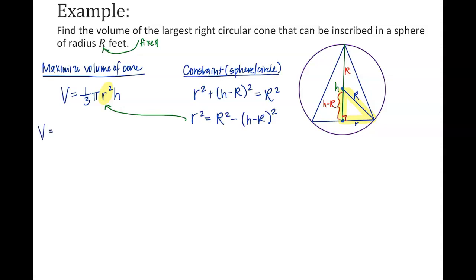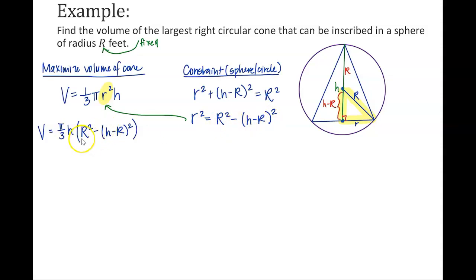And I'm going to end up with V is equal to, I'm going to go ahead and put pi over 3 just to start condensing things a little bit. So pi over 3, and I'm actually going to put the h in the front right now too. So I'm going to put pi over 3 times h, and then we have times this quantity, capital R squared, minus the quantity of h minus capital R squared. So I replaced little r squared with my solved constraint equation.